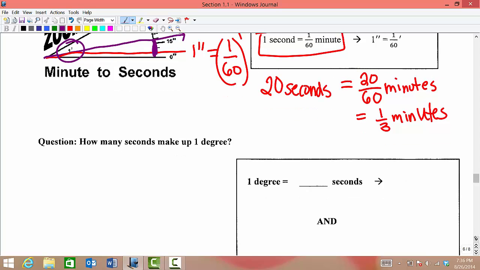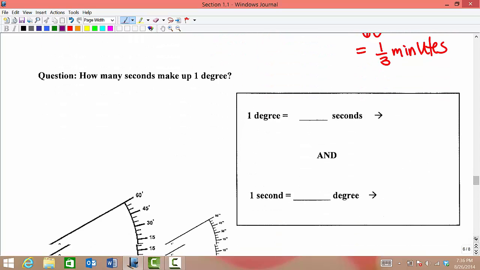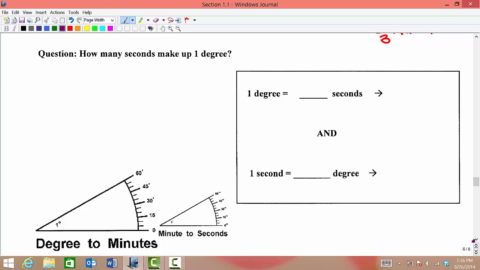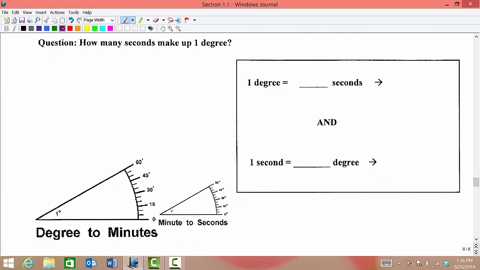Okay, so here's a question for you. How many seconds would make up an entire degree? How many seconds are there in a degree? This will be a similar question to asking how many seconds are in an hour, because we know that every hour has 60 minutes, and every minute is 60 seconds. So if we think about a degree, 1 degree, we said we broke that up into 60 parts, 60 minutes. Each of those minutes can be broken down even further into 60 seconds.